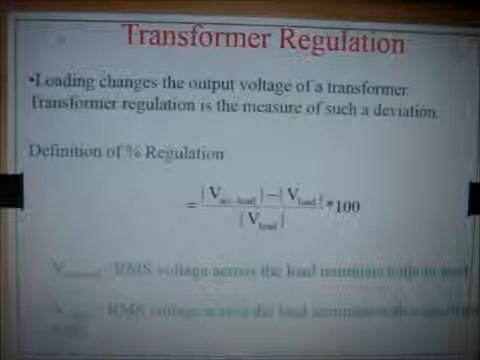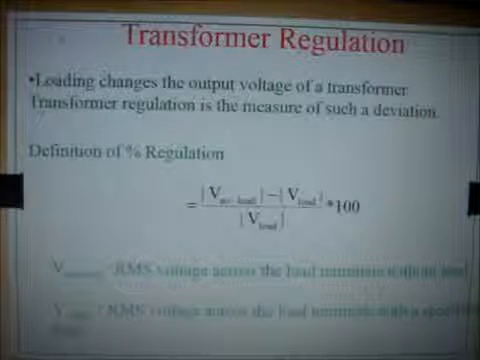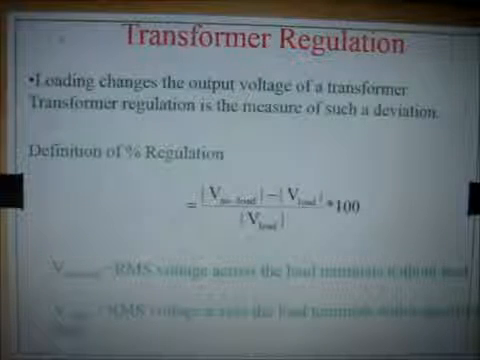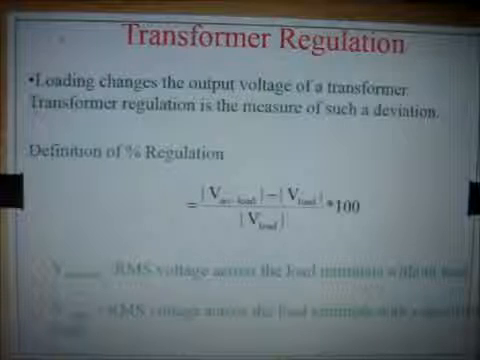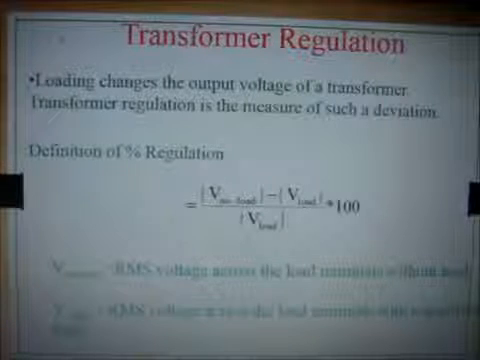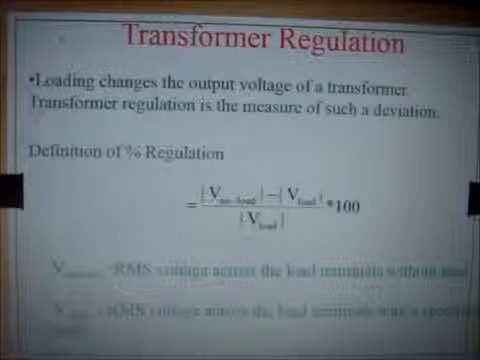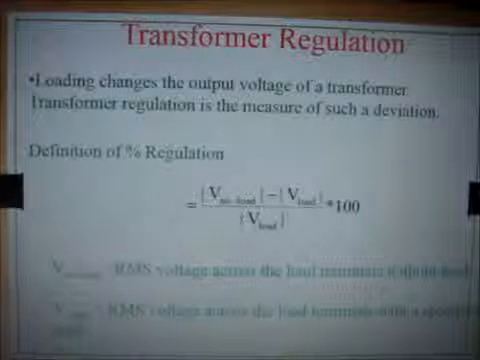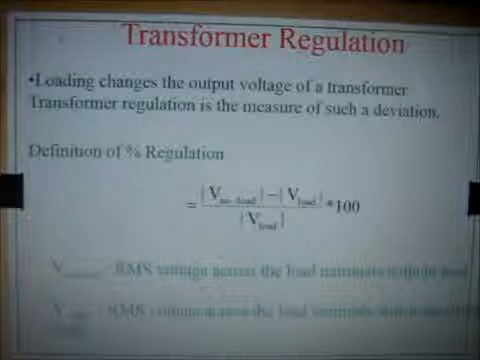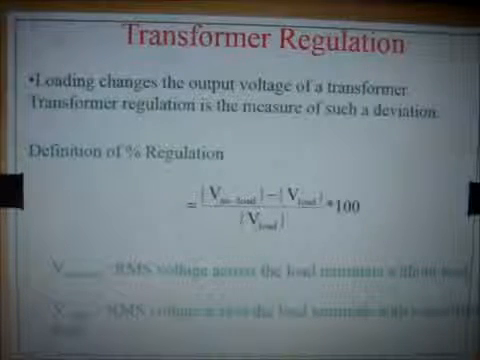Now transformer regulation. The loading changes the output voltage of the transformer. Transformer regulation is a measure of such deviation. We can know that the regulation is given as voltage at no load minus voltage at full load, divided by voltage at full load. And if you want to calculate the percentage, just multiply it by 100. No-load voltage means the RMS voltage across the load terminals without the load, and full load voltage is the RMS voltage across the load with a specified load. It can be full load or with some specified load. So this is the formula for the voltage regulation, and this also gives us the efficiency of the transformer.